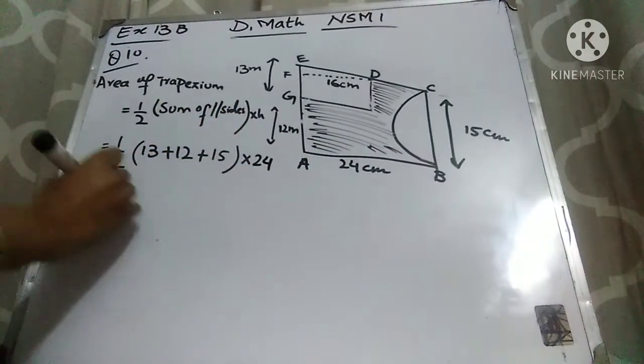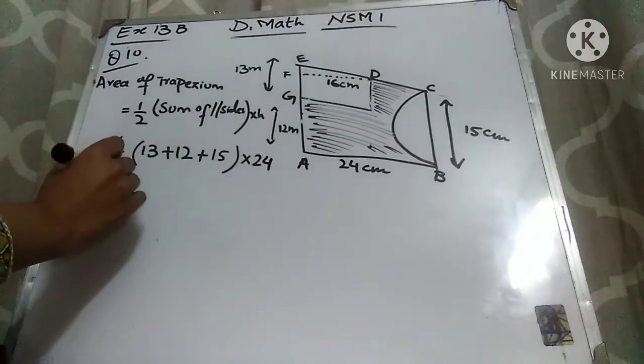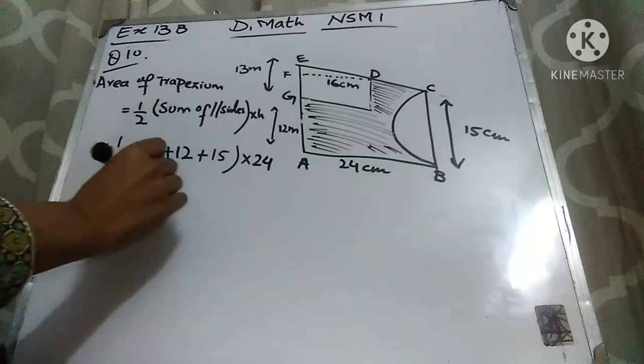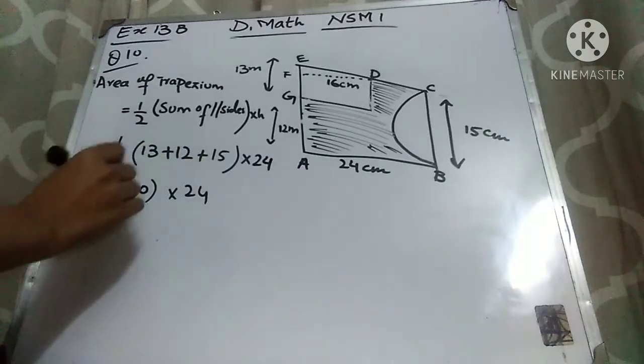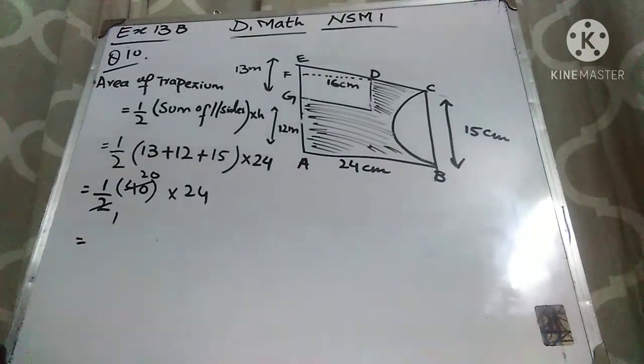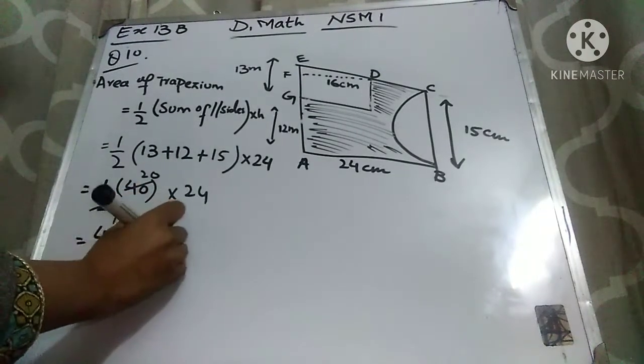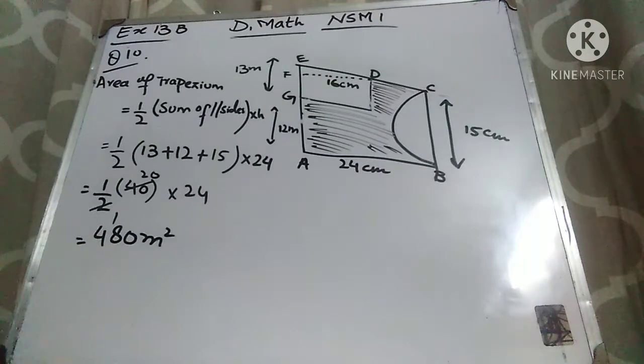Now I will solve it. Half of 13, 12 and 15 will be equal to 40, multiplied by 24. Now 20 multiplied by 24 will be equal to 480. So 480 meters square is the area of the trapezium.